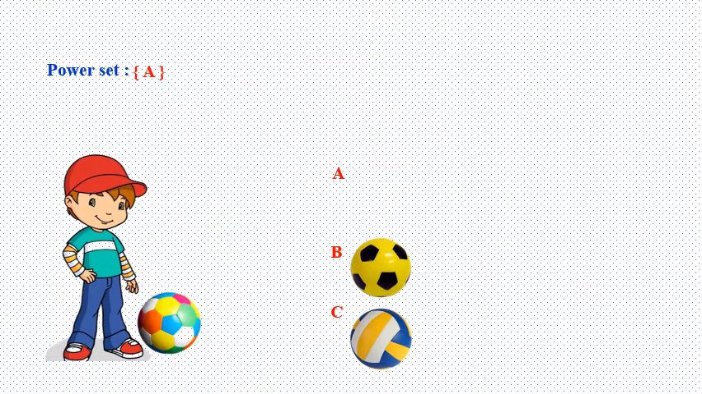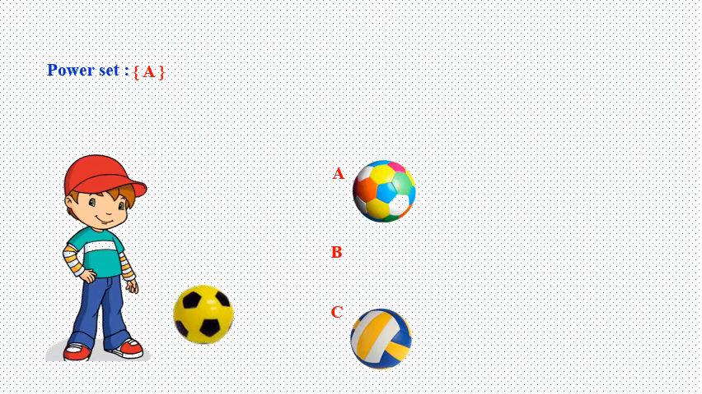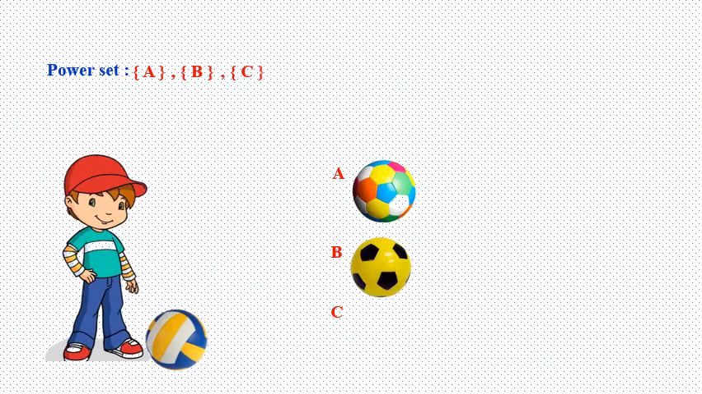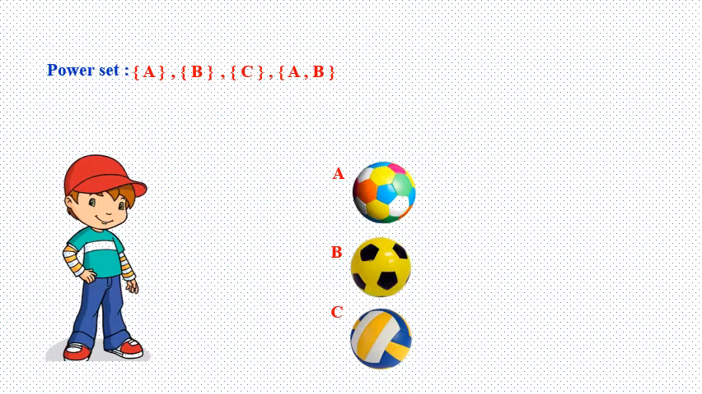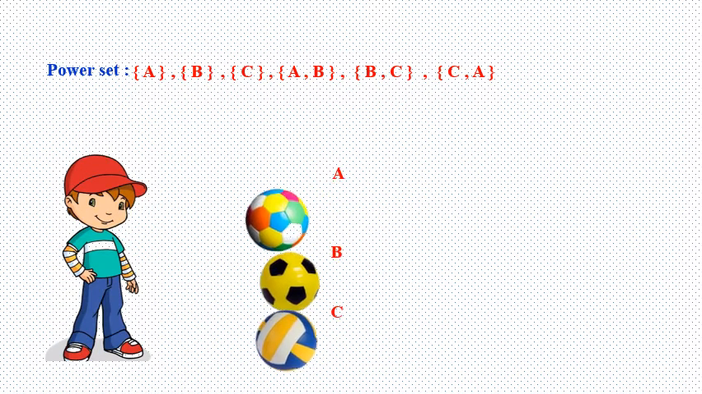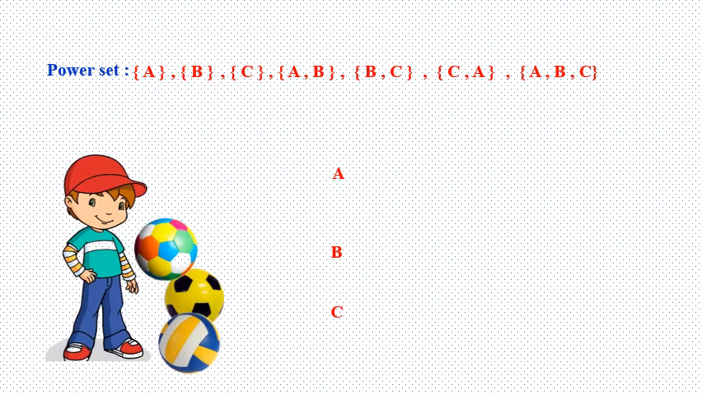So he can take the first ball A, or B ball, or C ball, correct. So there are 3 different ways he can select A, B, C, one at a time, or else he can take 2 balls A and B, or else he can take B and C, or else he can take A and C. So these are 3 more possibilities, or else he may take all the 3 together for playing.